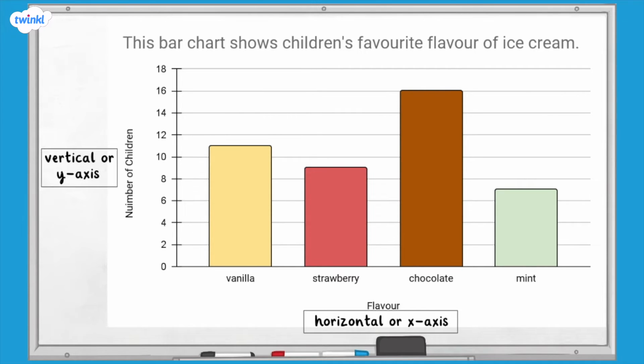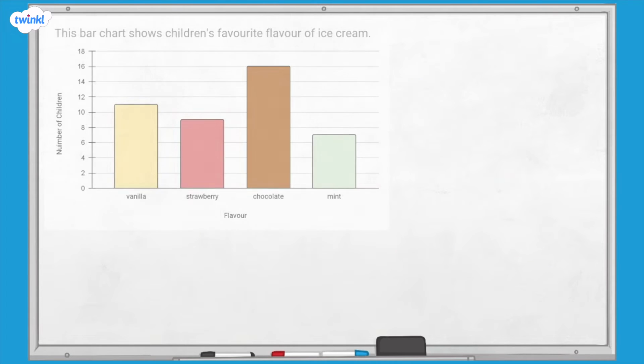The vertical line at the side of the bar chart can also be called the y-axis. In this bar chart, this tells us the number of children who chose each flavour. This scale is labelled in steps of 2. This means that each of the horizontal lines on this chart has a value of 2. Now let's answer some questions about the bar chart.